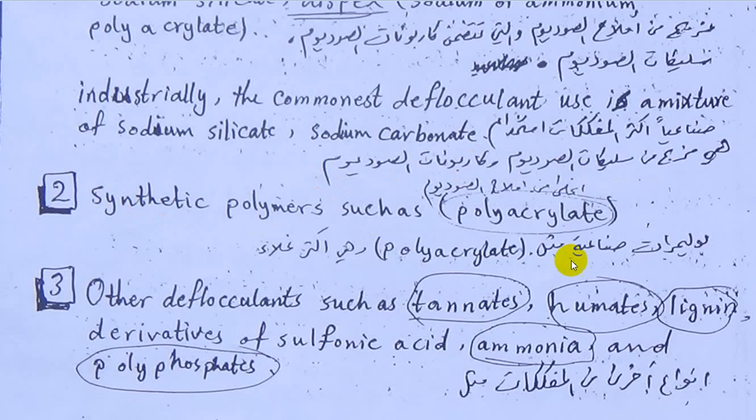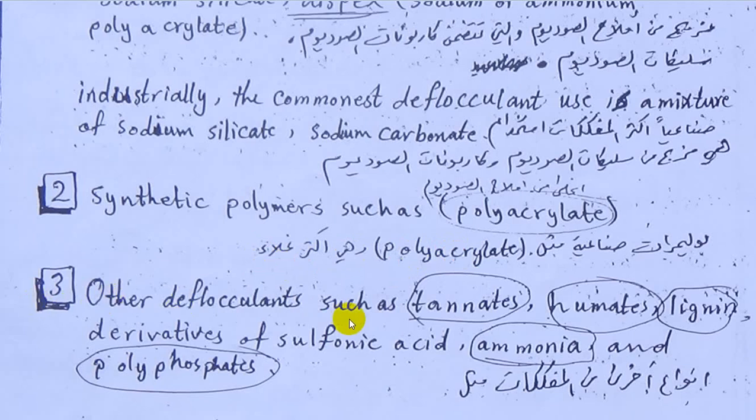Synthetic polymers such as polyacrylate, that is Dispex, which is sodium or ammonium polyacrylate, are considered industrial deflocculants. It is an excellent, high-usage deflocculant, which is more expensive.